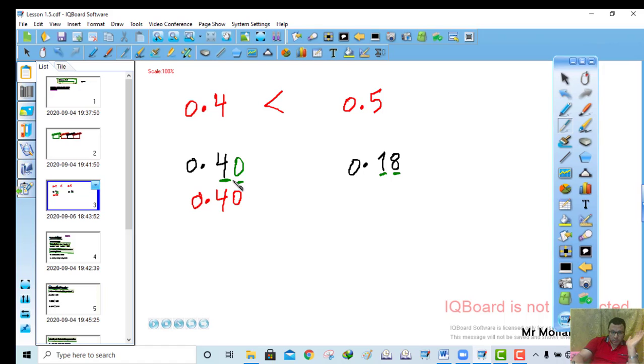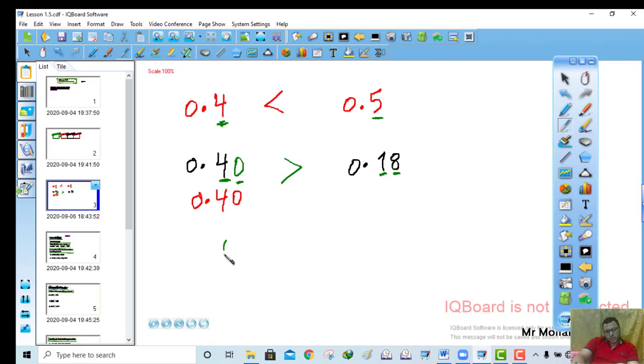Here 40, from which family? Hundredths, and here 18 hundredths. So which one is bigger? The 40 hundredths is bigger. Here is 4/10 and here is 5/10. They are from the same family, tenths. Here is one digit, here is one digit, so you can compare easily. So 0.5 is bigger than 0.4.